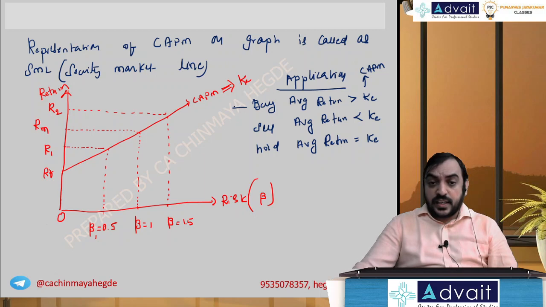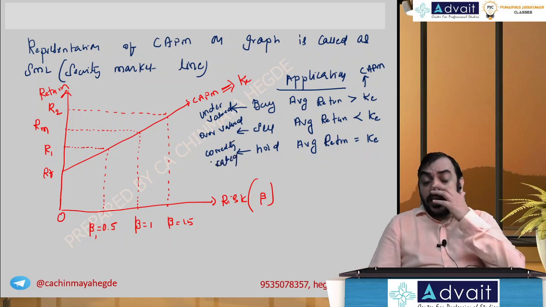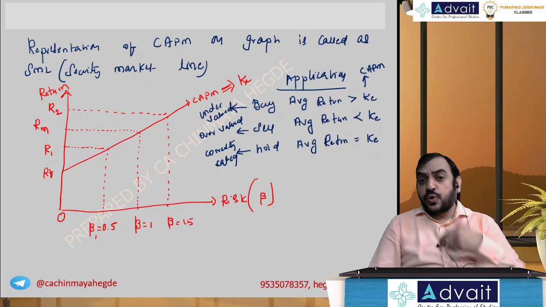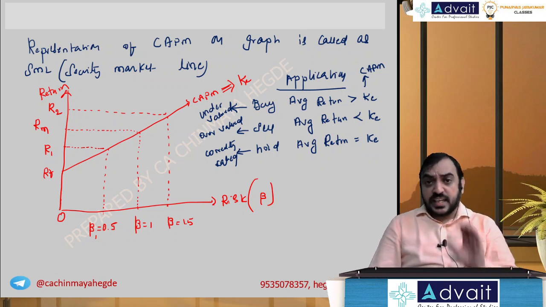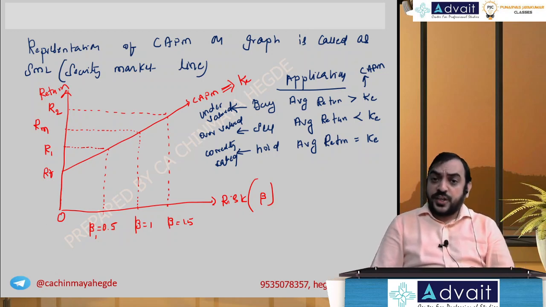Buy means it is underpriced, undervalued in the market. This is undervalued, or you can say underpriced, so we buy. This is overvalued, so we sell. And if it is equal, we just say it is correctly valued. If it is undervalued, we are going to buy. If it is overvalued, we are going to sell. If it is correctly valued, we are going to hold.